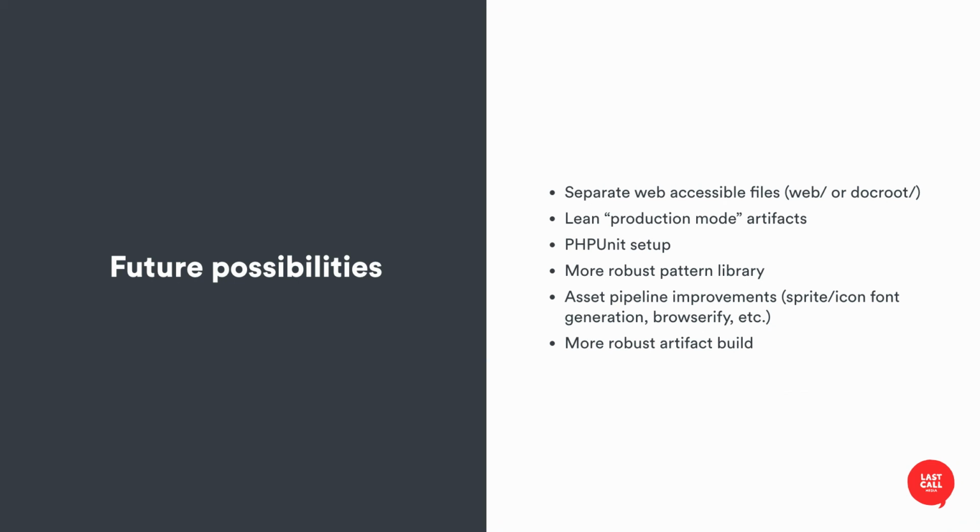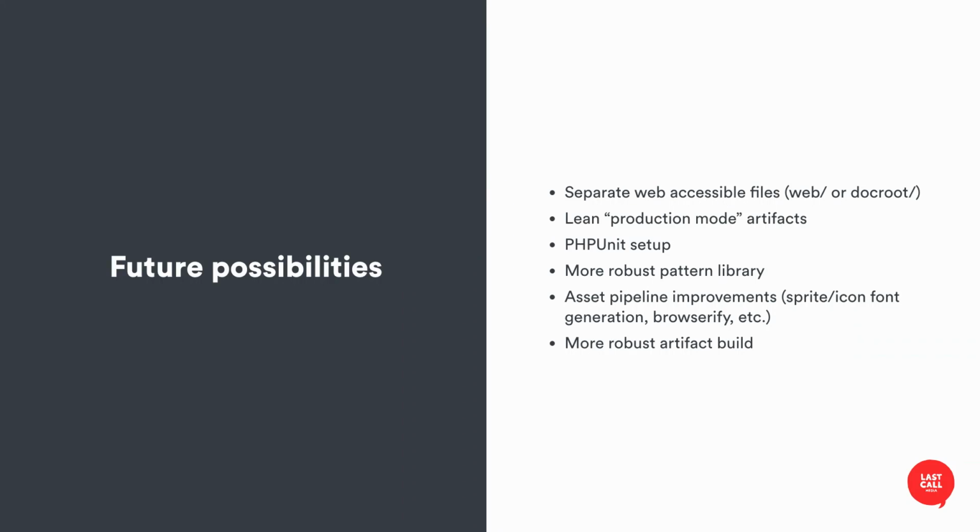Yeah. As far as where this thing is going in the future for us, we're thinking about separating out the web accessible files. So we don't want to have people be able to hit vendor libraries in the browser. We want a lean kind of production mode. Right now, you're getting all of the composer dev dependencies and everything shipped up to your artifact. So we're thinking about how to set up a build process that doesn't have all of those extra dependencies. We want to get PHPUnit in there and running and set up so that that's easy on each new project.